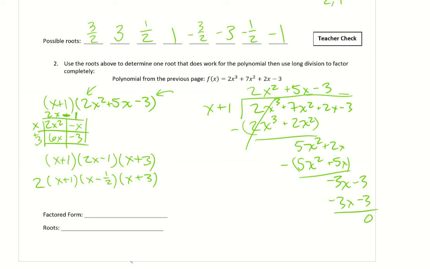One of them you don't need to do long division for if you can figure out how to use that coefficient correctly. And you're confident with that.